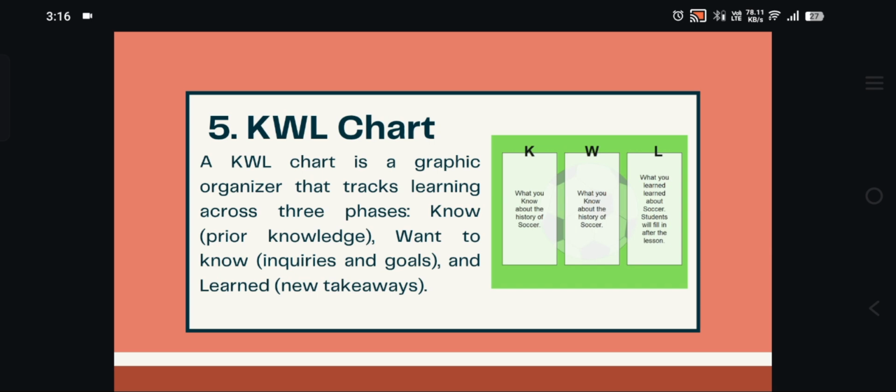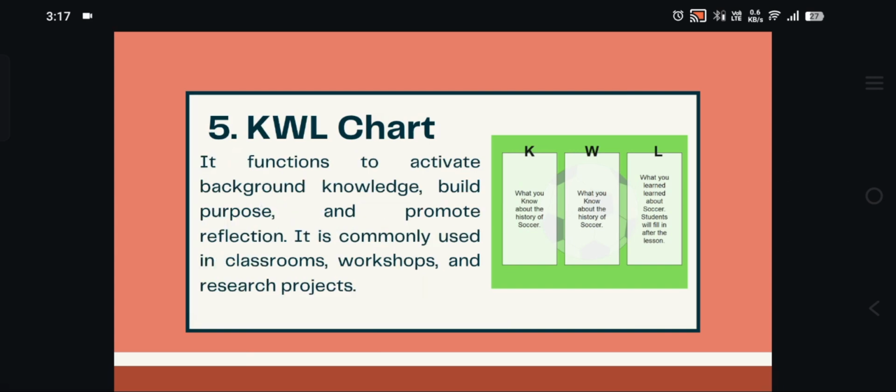Next, we have the KWL chart. A KWL chart is a graphic organizer that tracks learning across three phases. The K stands for know, your prior knowledge, W, want to know, inquiries and goals, and the letter L is learn, your new takeaways. It functions to activate background knowledge, build purpose, and promote reflection. It is commonly used in classrooms, workshops, and research projects.